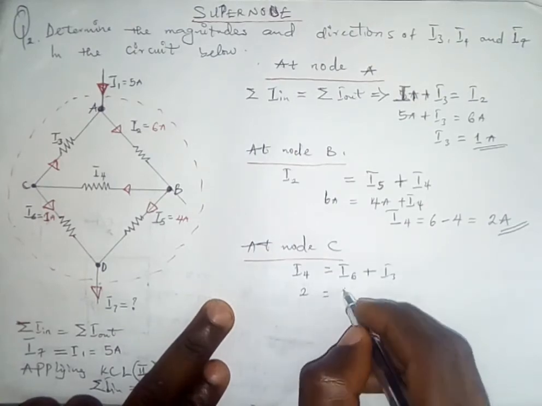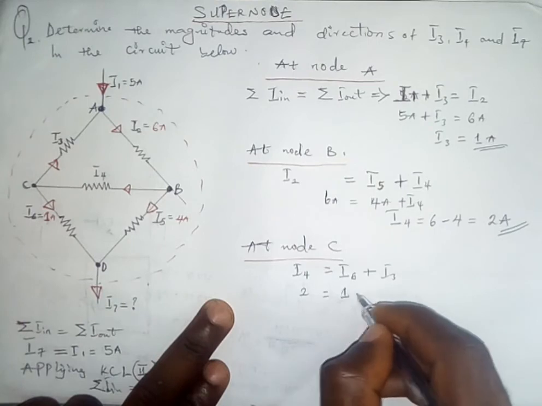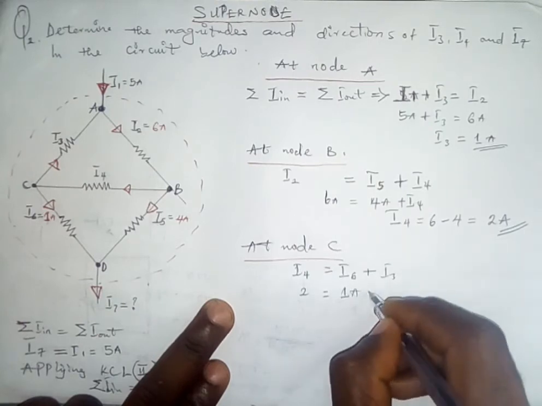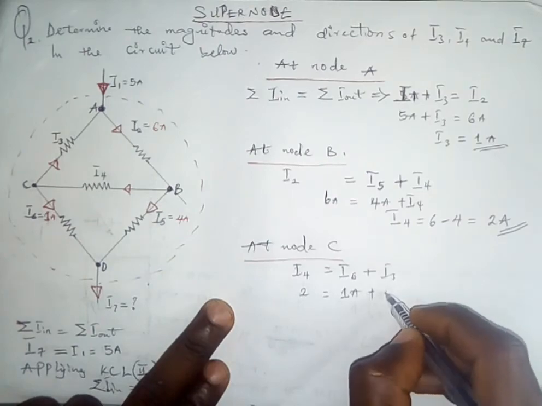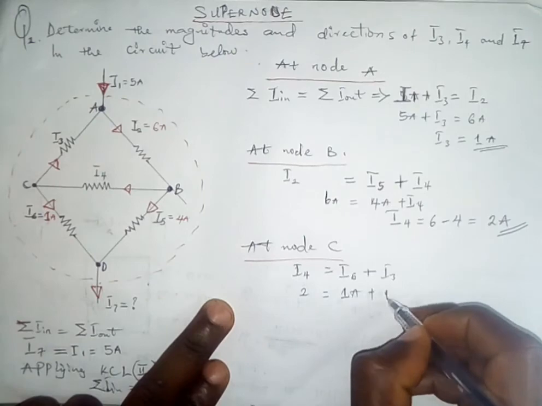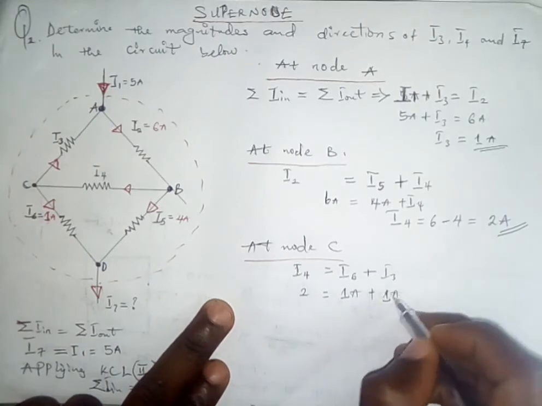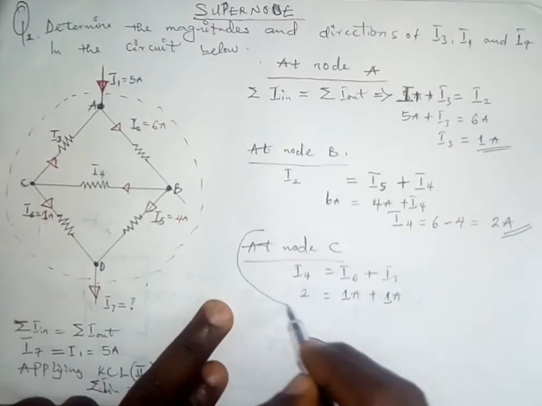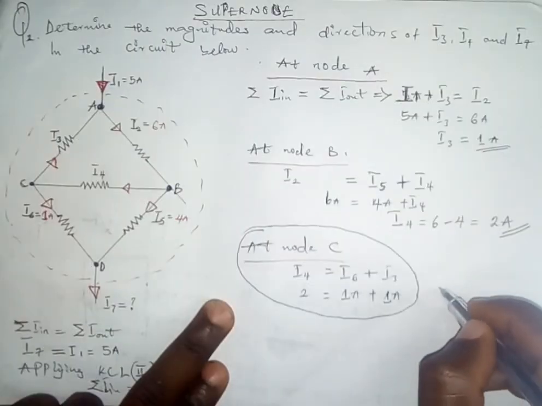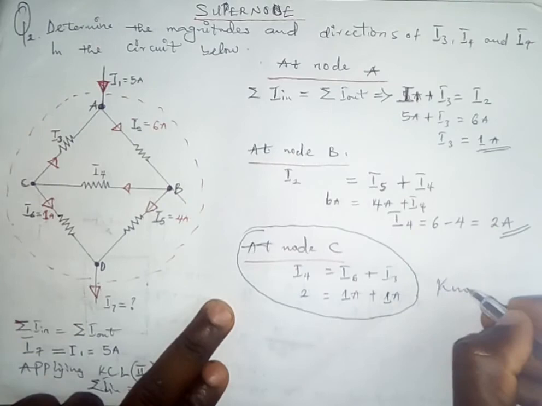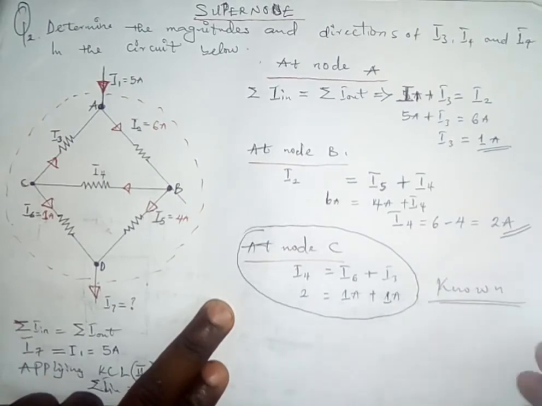Okay, everything has been given. We have 1 ampere here, and our I3 is going to be 1 ampere as well. So definitely at node C we have no unknown value. They are known already, so we shouldn't have even taken that.